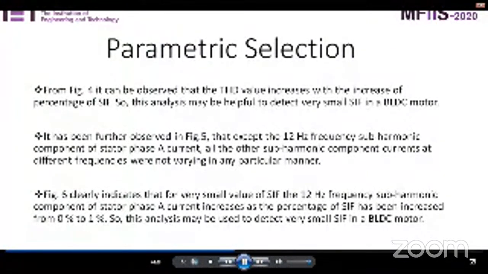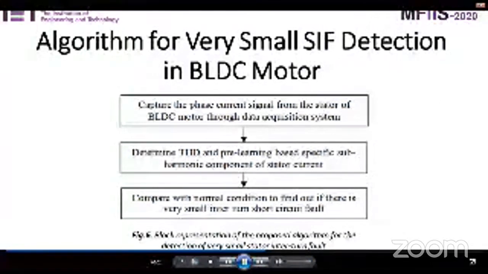It has been further observed in figure 5 that except the 12 Hz frequency subharmonic component of stator phase A current, all the other subharmonic component currents at different frequencies were not varying in any particular manner. Figure 6 clearly indicates that for very small values of stator interturn fault, the 12 Hz frequency subharmonic component of stator phase A current increases as the percentage of stator interturn fault has been increased from 0% to 1%. So this analysis may be used to detect very small stator interturn fault in a BLDC motor.